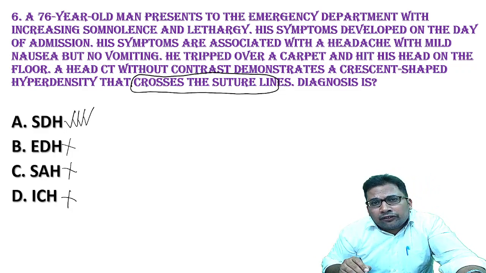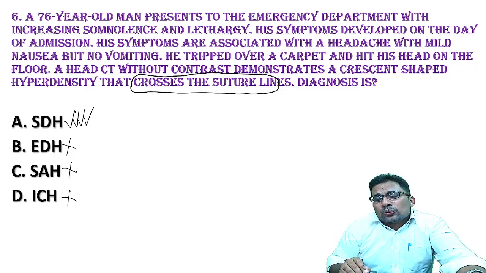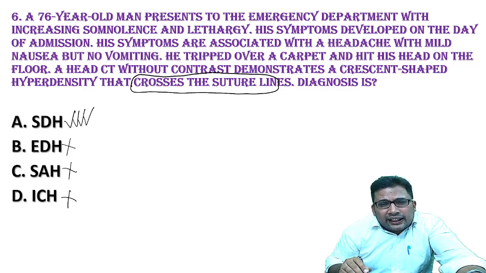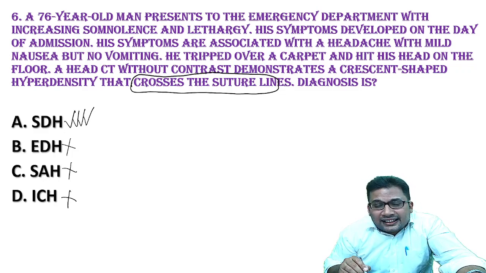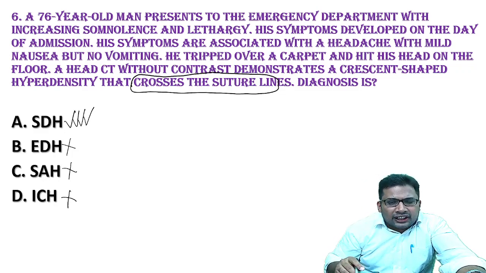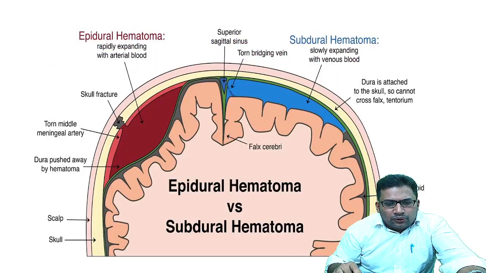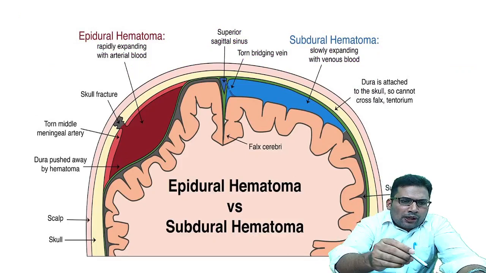SDH is because of bleeding from the bridging veins. EDH is usually from bleeding from the middle meningeal artery. So trauma is the most common cause. Again, it's a repeat question. Last NEET PG 2022, the question was about SAH. Now it is about SDH. So this is what epidural hematoma and subdural hematoma are.